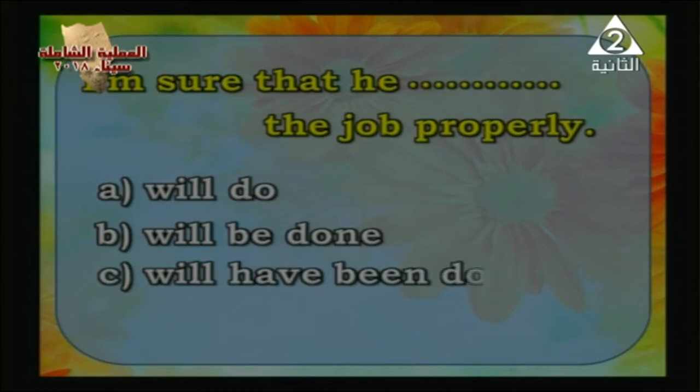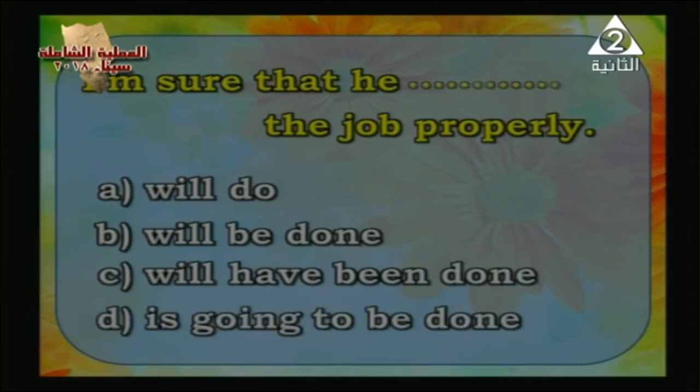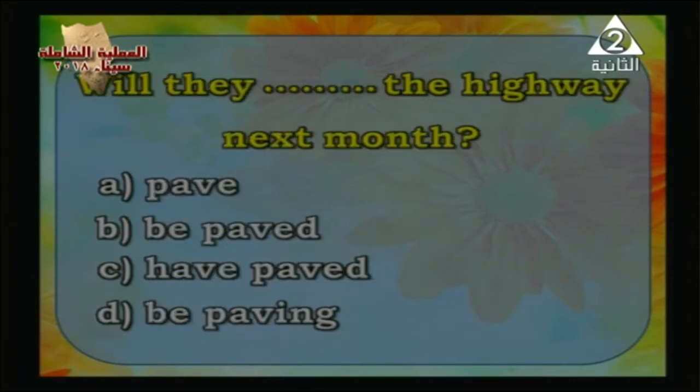I'm sure that he will do the job properly. Will do, will be done, will have been done, or is going to be done. Of course, it's clear he is the subject, so nothing with be for the passive form works. So B won't work, D won't work, and neither will C. The only one that works is will do, because it is an action that will take place in the future, and active as well. Will they pave the highway next month? Pave, be paved, have paved, be paving. Pave means to lay a road surface. Will they pave the highway next month?